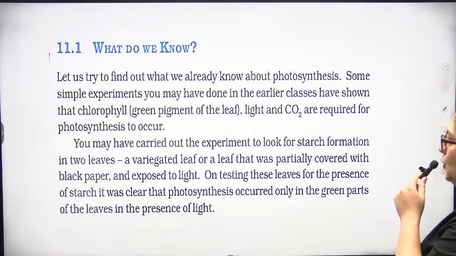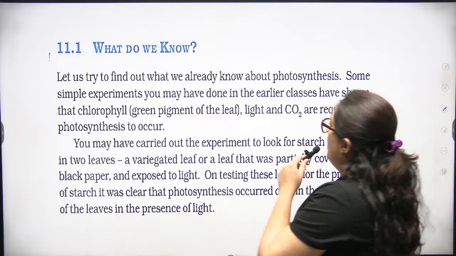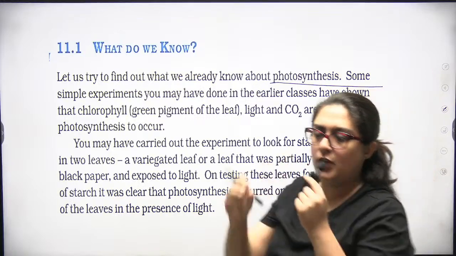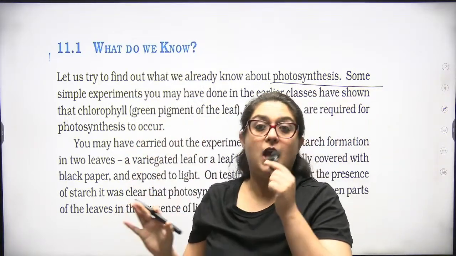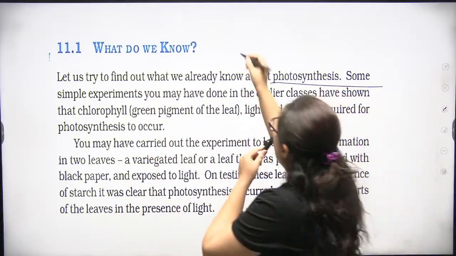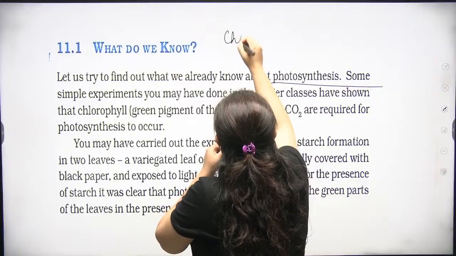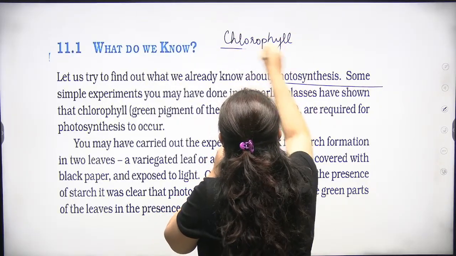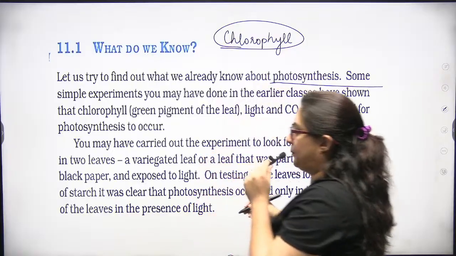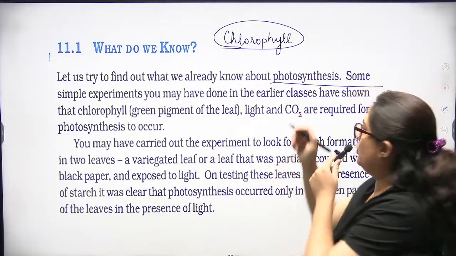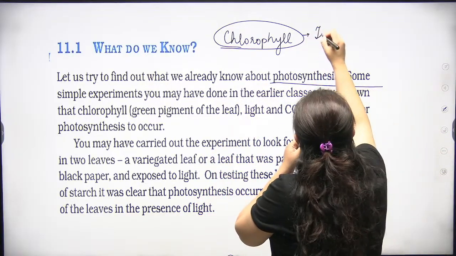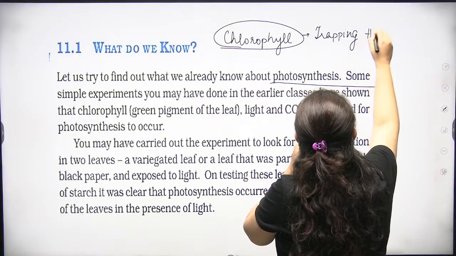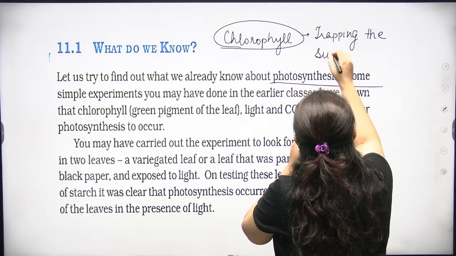Now what do we know? We already know that to carry out photosynthesis, inorganic materials are present, sunlight is present, but very important, green color pigment chlorophyll should be present. This chlorophyll is actually trapping the sunlight.